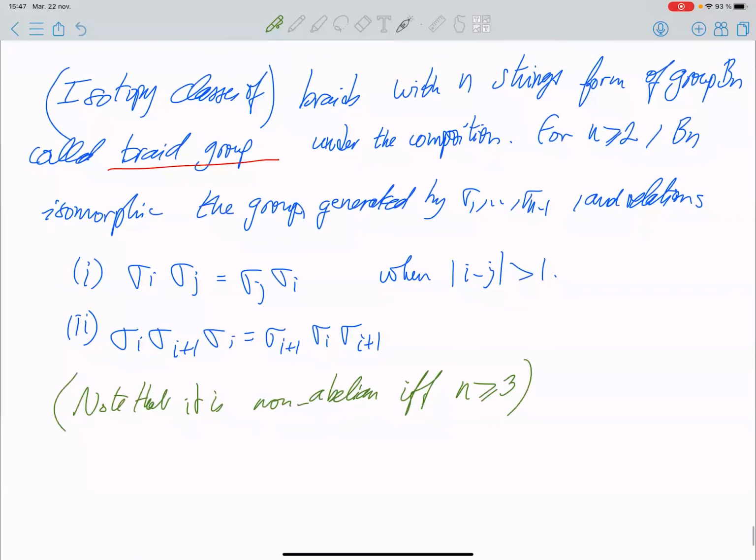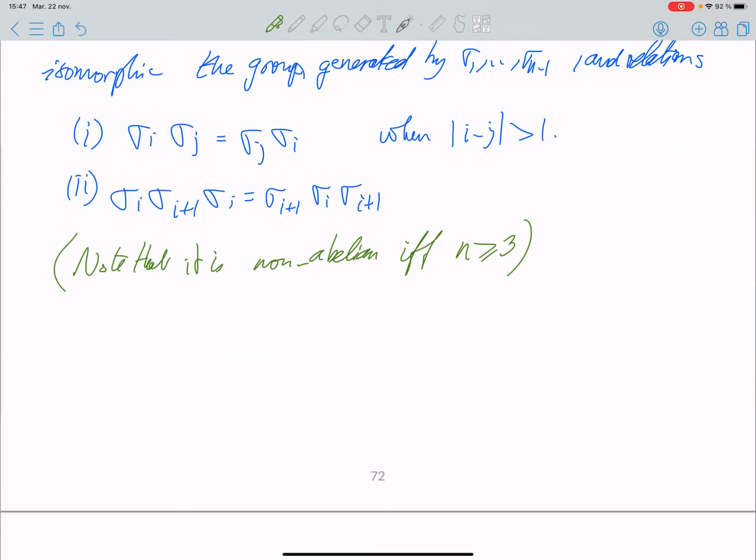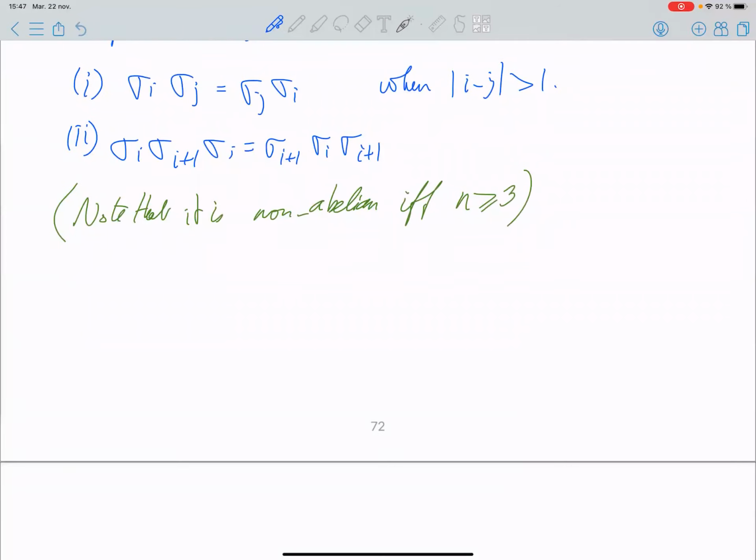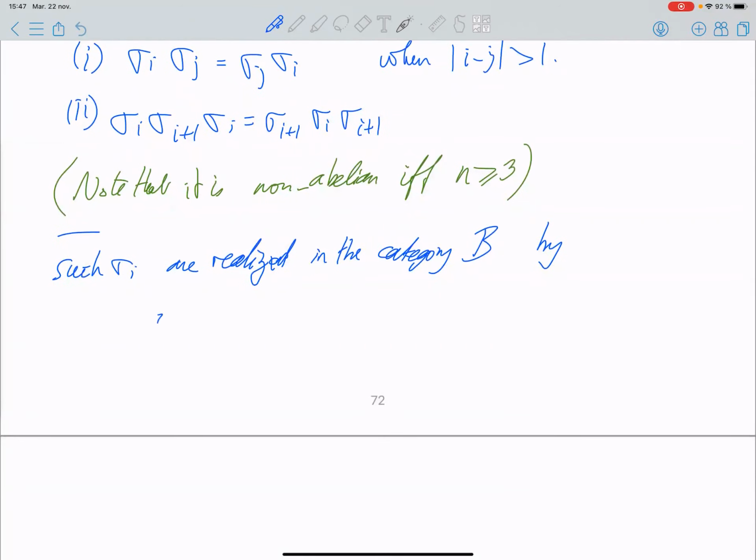Okay, so what is the model? What are the models for the sigma i? Such sigma i are realized in the category B by ID tensor (i minus one), tensor C_{1,1}, tensor ID tensor (n minus i minus one), which corresponds to the following picture.